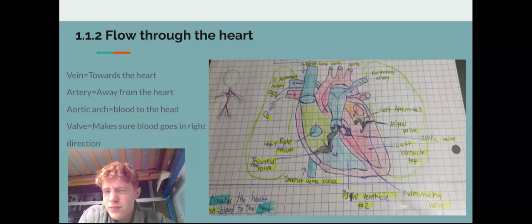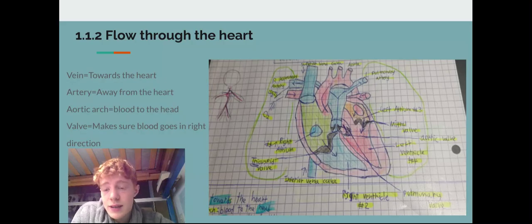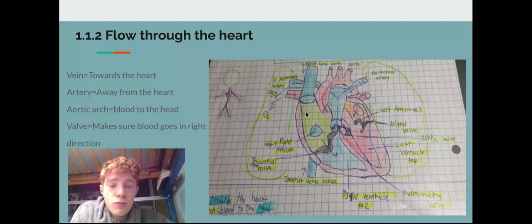Before I begin, I'm going to explain a few terms so that you understand my explanation. First of all, a vein collects blood, mostly deoxygenated blood, and brings it towards the heart. The artery distributes blood to the body and takes it away from the heart. On my drawing, the blue tubes are veins and the red tubes are arteries.